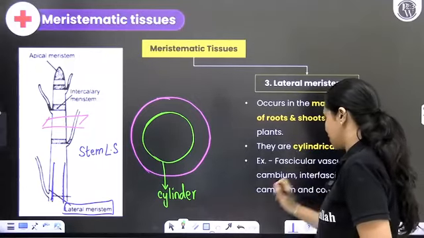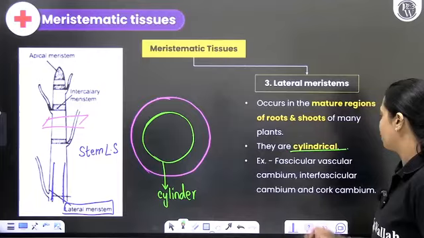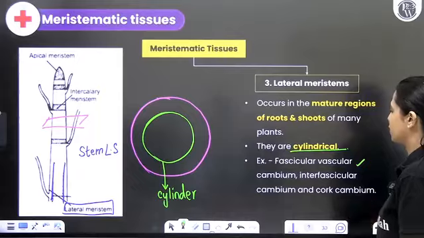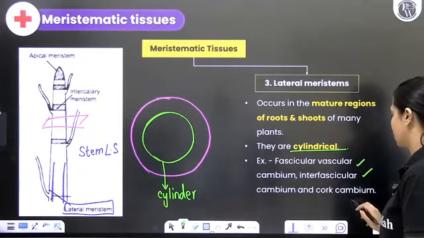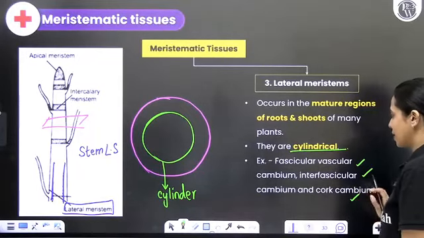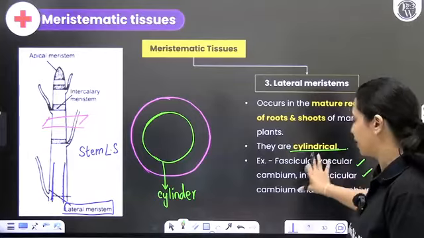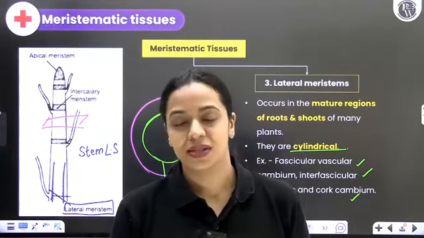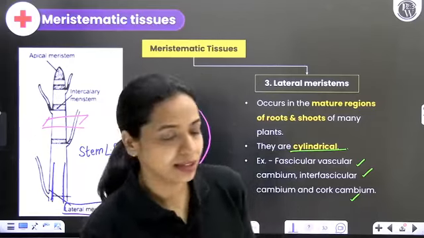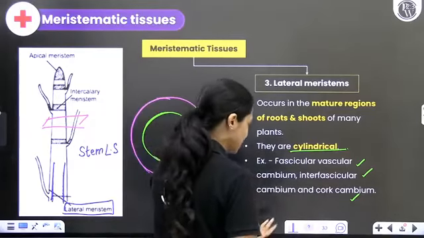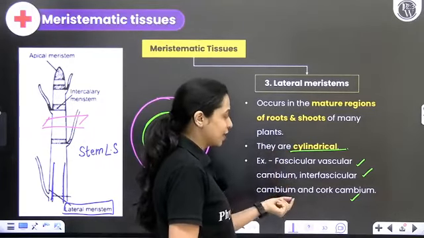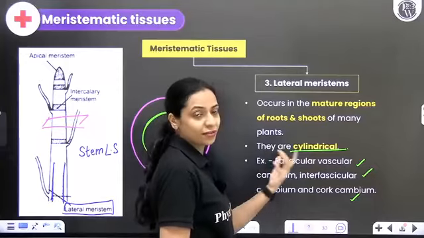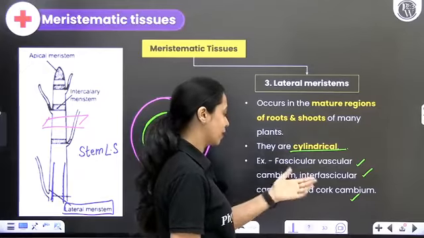They are cylindrical. Examples for that, they have given fascicular vascular cambium, interfascicular cambium, cork cambium. Remember these. Earlier, you would study about these different types of meristems in the concept called secondary growth, but right now it is deleted. So don't worry about this, just remember their names. Fascicular vascular cambium, interfascicular cambium and cork cambium.